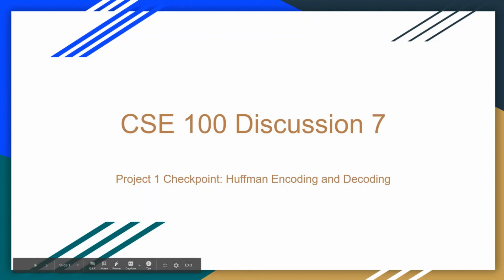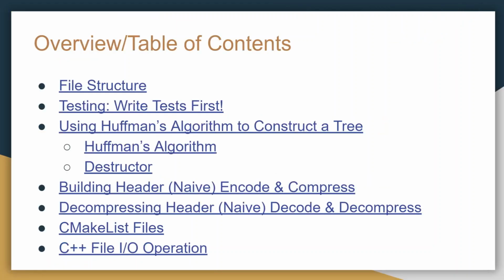Hello, this is CSE 100 Discussion 7. This will be covering Project 1 Checkpoint, Huffman Encoding and Decoding. So an overview of what we're going to be discussing.